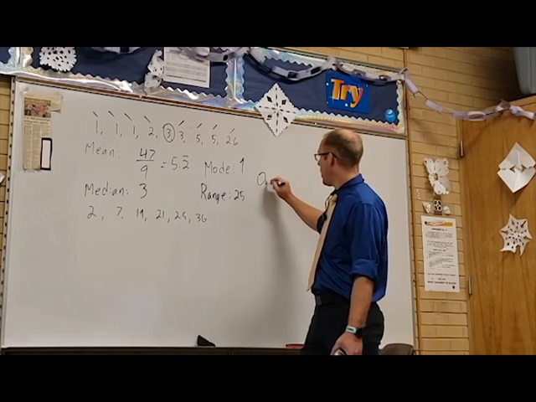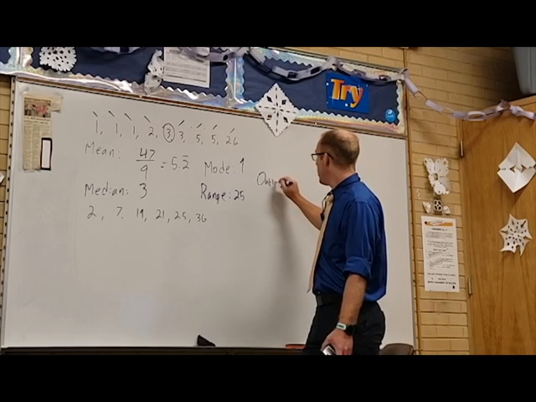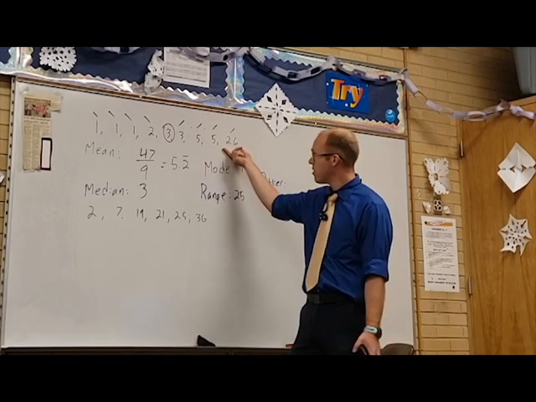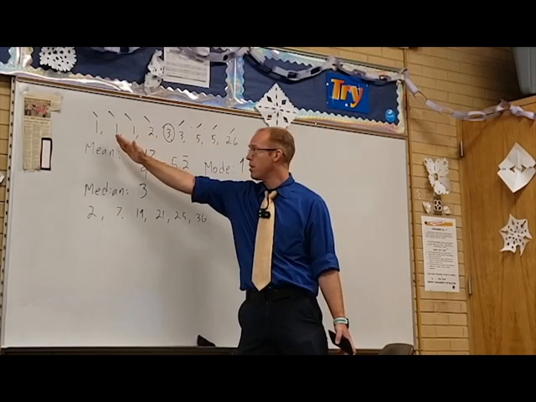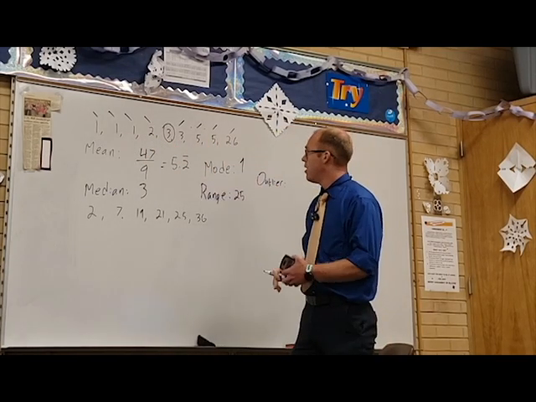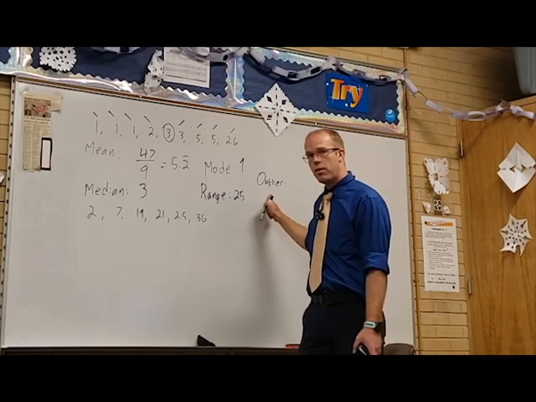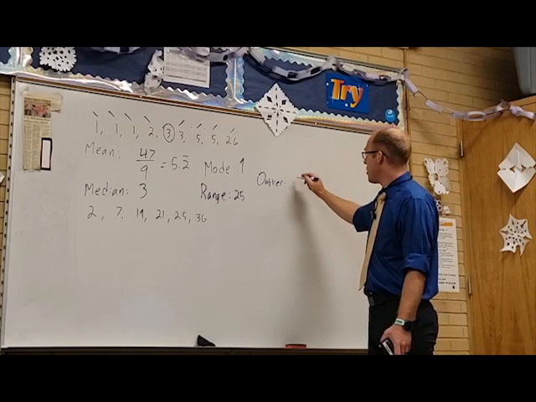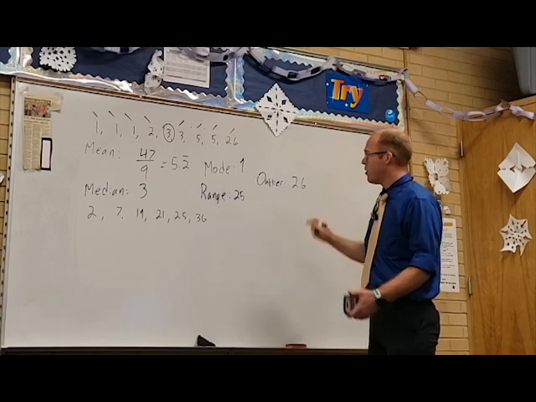And then an outlier is a number that is far larger or smaller than the rest, and we can see that this 26 is far larger than any of the rest of the numbers right here. All right, there does not have to be an outlier, by the way, so this might not have an answer sometimes. So the outlier on this one is 26.